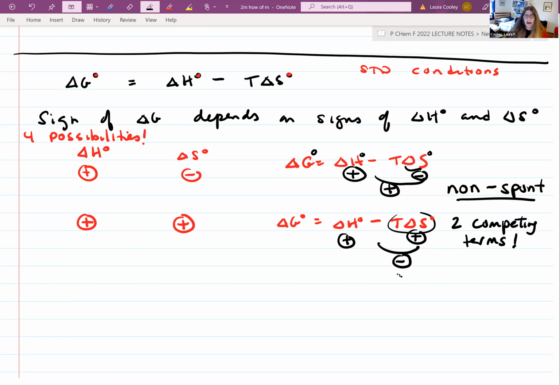I'm not even sure you're ever asked that in P Chem, but you might be asked which of the terms is dominant, and if you know the values of delta S and delta H, you could figure that out based on what the temperature is. So there's 2 competing terms, and spontaneity depends on the temperature.